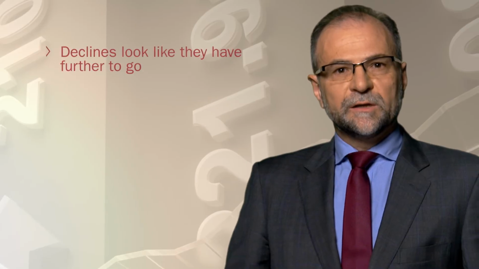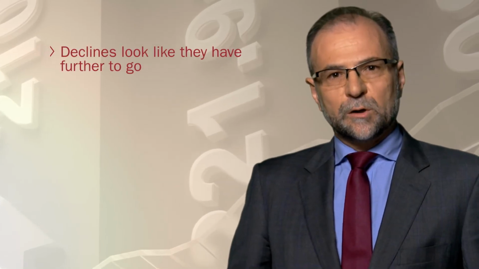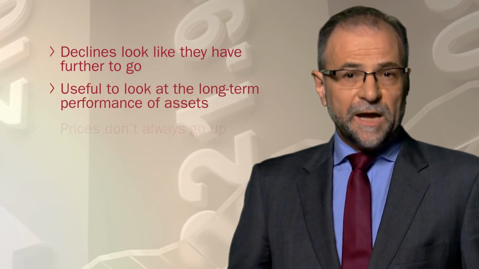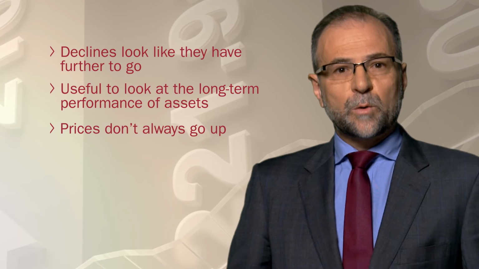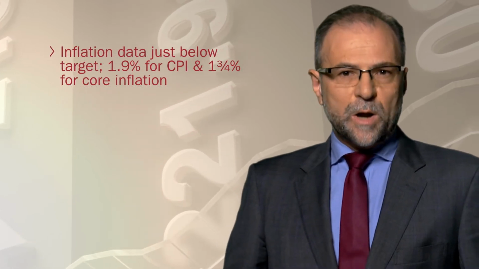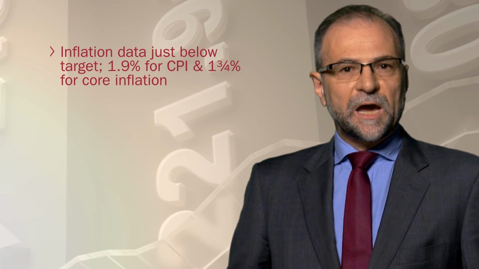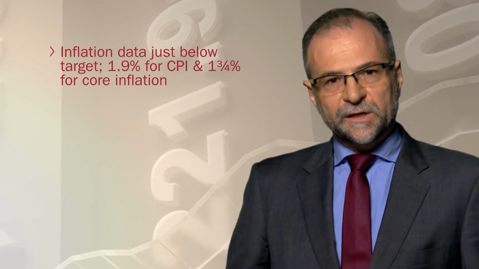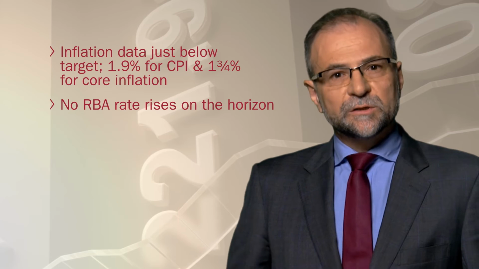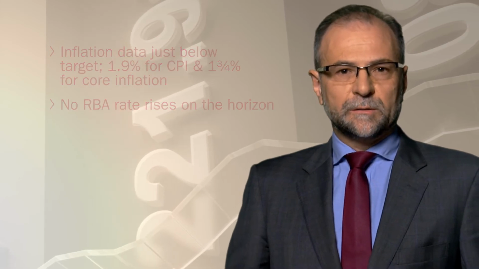Like the stock market, these declines look like they have further to go, but it's always useful to look at the long-term performance of assets and to remember that prices don't always go up. Australia's inflation data came in just below target at 1.9% for the CPI and 1.75% for core inflation. So no RBA rate rises on the horizon here, which is one less thing to worry about.